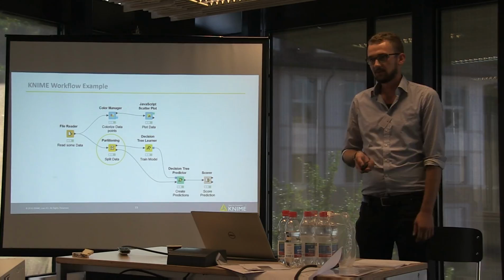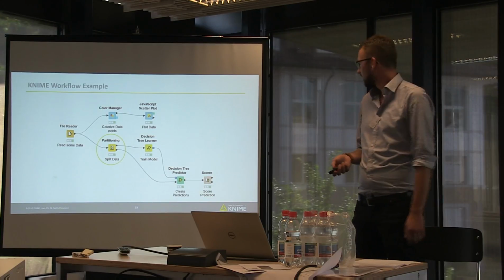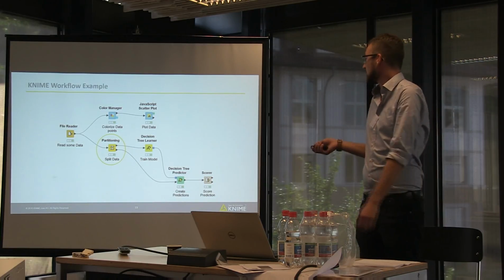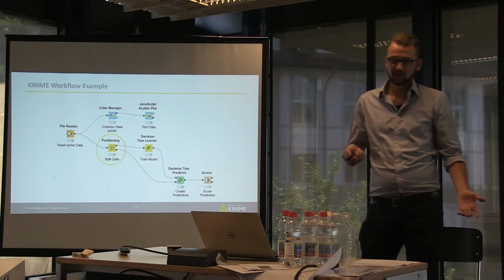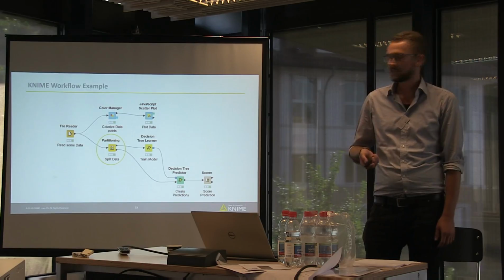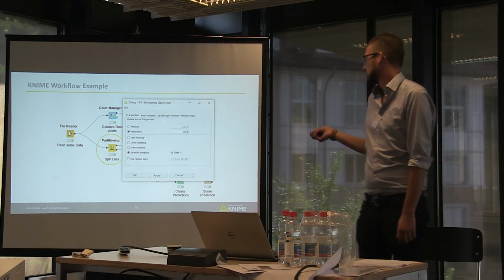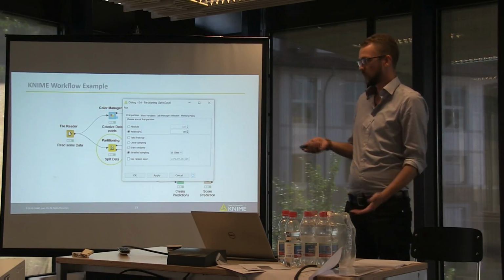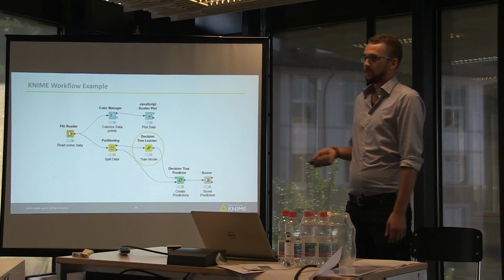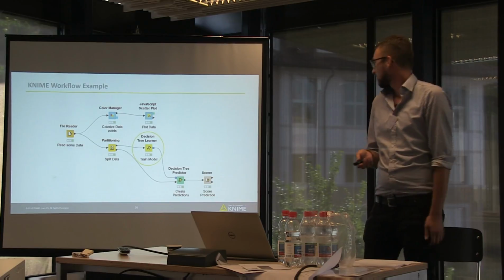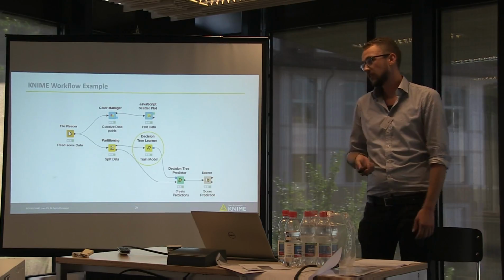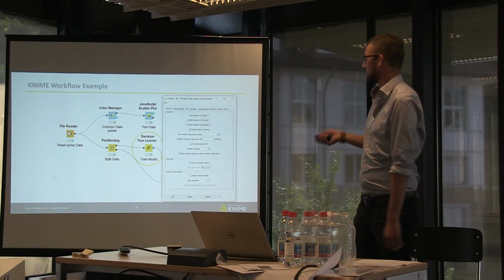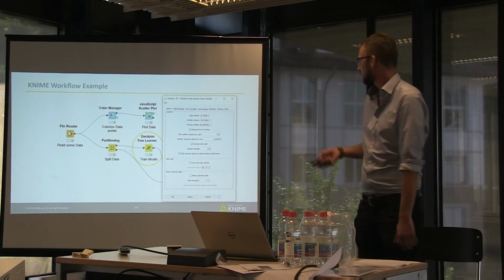So we want to train a classifier to predict the class value of the data instances. Therefore we first would use a partitioning node to split the data into a test and train set. Here you can see the configuration, where you can configure how you want to do your split. Then we can use a classifier, in this case a decision tree learner, which learns a decision tree model. And in the configuration you can configure all the model specific parameters.